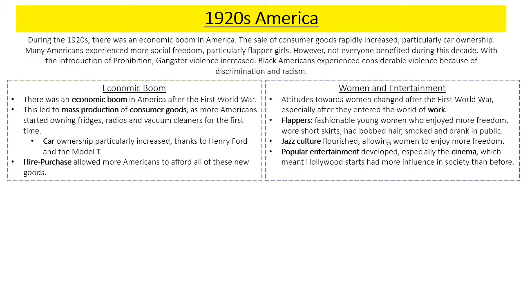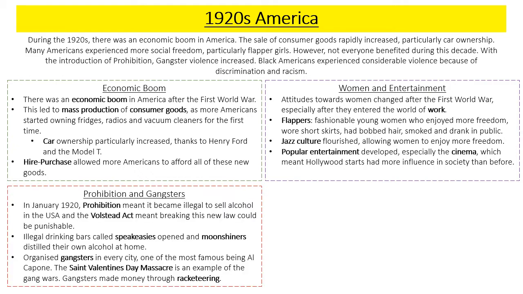So the economic boom, women, and this popular entertainment really show the positive side to life in 1920s America. But as you remember from what we looked at, there is a darker side to this decade. So the first example of that we're going to think about again is Prohibition and gangsters.